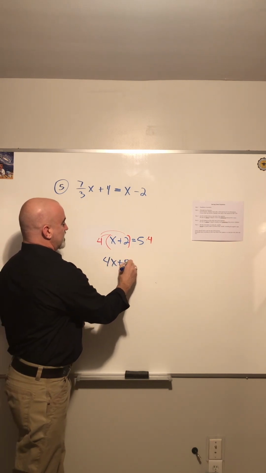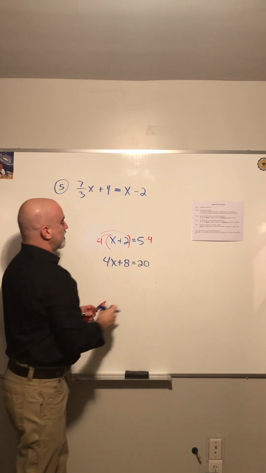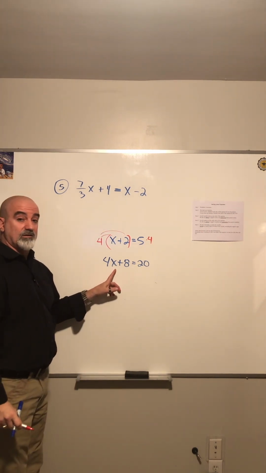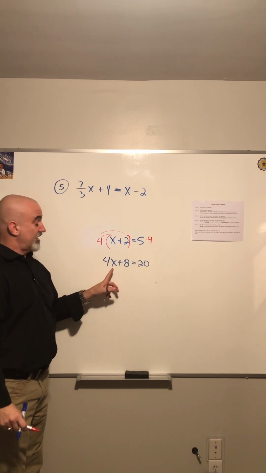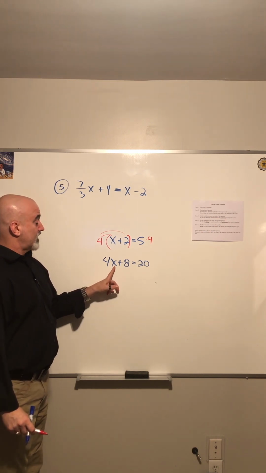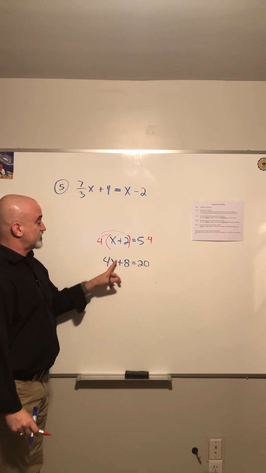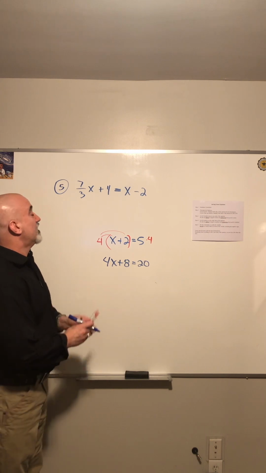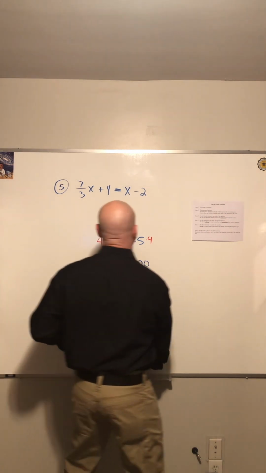4x plus 8 equals 20. Remember, the solution to this one is 3. Is it still 3 here? It is, right? The solution is still 3. If I plug in a 3 here, 4 times 3 is 12, plus 8 is 20. So when I multiply each side by 4, it didn't change the solution. It's still the same. That's what we're going to use up here.